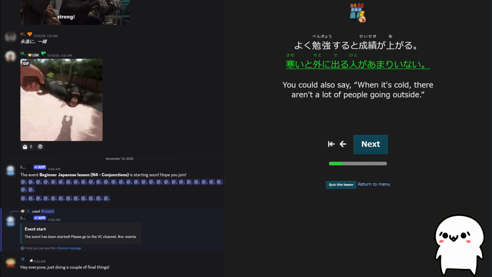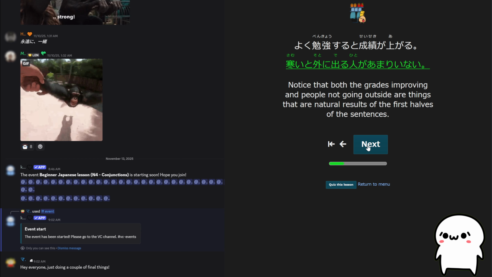寒いと外に出る人があまりいない。And as I noted, these are natural things. It's a natural expectation, not natural in the nature sense, but just as in this is a common effect due to this cause. You can study, and your grades won't go up. That's possible, of course. But generally speaking, when you study hard or you study a lot, your grades do get better. And when it's cold outside, there are less people that are heading out. So these are both expected things.